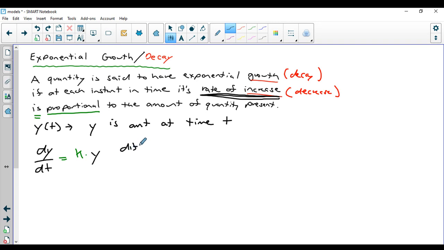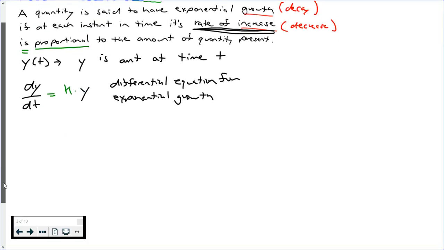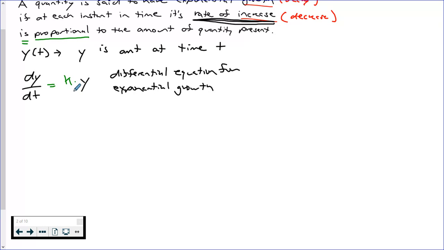So this right here is your differential equation for exponential growth. So you're like, all right, that's pretty cool. Let's go ahead and solve that, right? Because we learned how to solve differential equations. So how do I solve differential equations in my Calc AB class? So the only technique you will be responsible for is separation of variables.